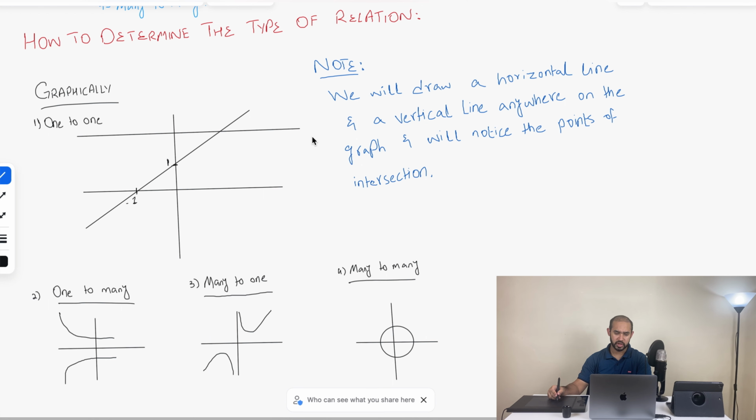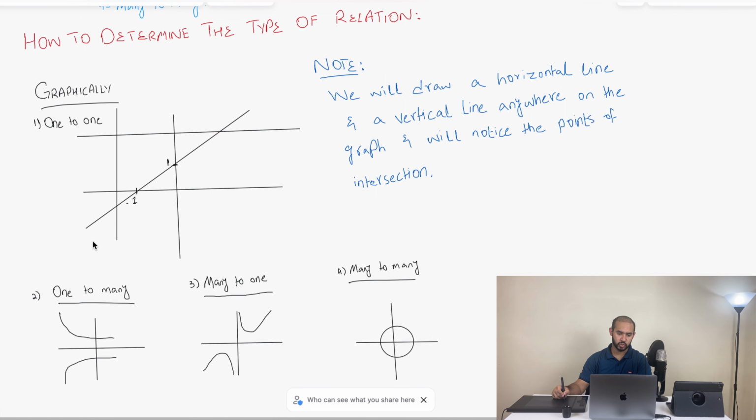Now over here I can see when I have drawn a horizontal line, that means for this value of y, there is only one point of intersection, right? So there is only one value of x. Similarly, if I draw a vertical line, have a look here, this vertical line is intersecting the graph at a single point as well. That means for this value of x, there is only a single value of y. So there is only a single point of intersection as well. That is why the function is one-to-one.